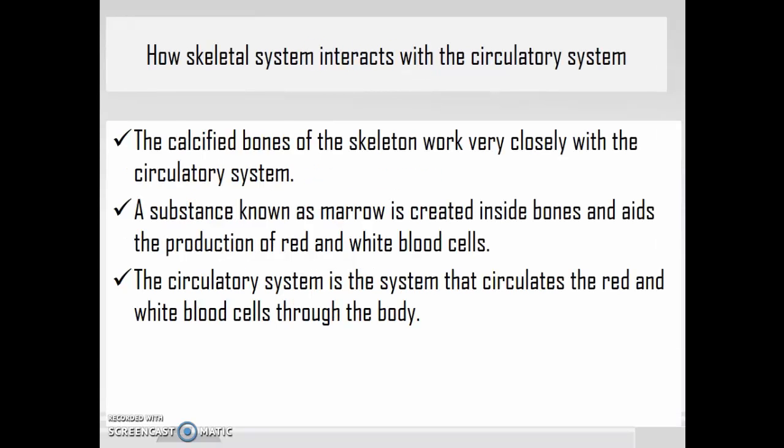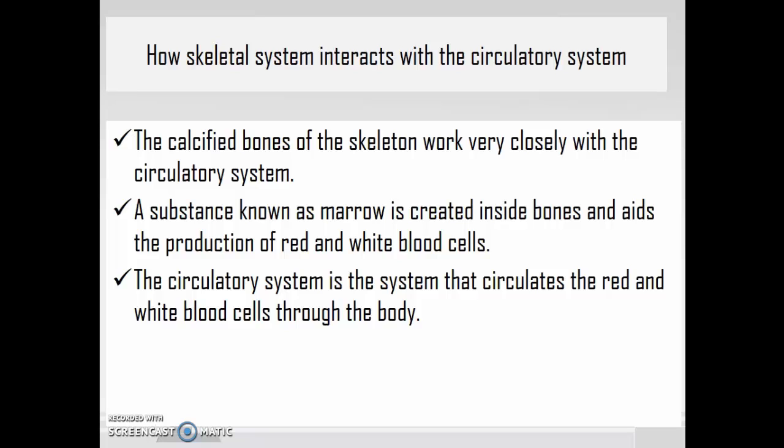Now we are going to learn how the skeletal system interacts with the circulatory system. The calcified bones, calcified means made up of calcium, so here they're using the term calcified. The calcified bones of the skeleton work very closely with the circulatory system. A substance known as marrow is created inside the bones and aids the production of RBC and WBC. Red blood cells are part of the circulatory system, right? They transport oxygen to different organs of the body, and they are made in bone marrow. White blood cells are part of the immune system, right? So they are also made in the bone marrow. This is how our skeletal system interacts with the circulatory system and immune system respectively.